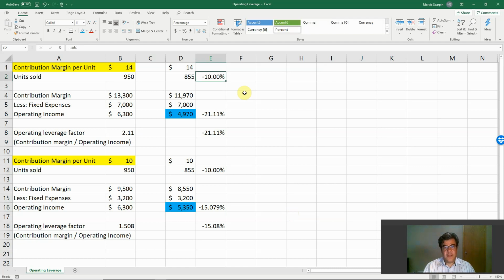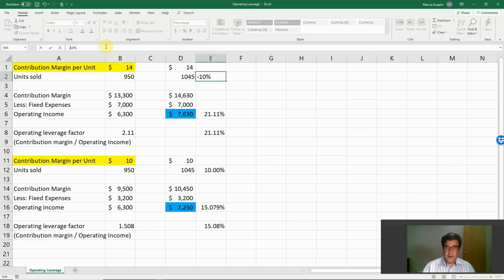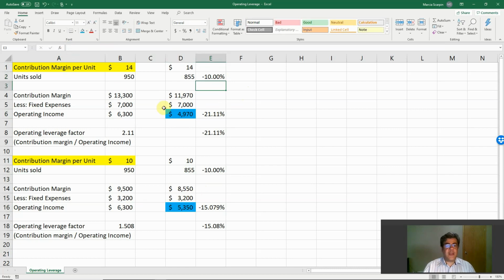So here, if our sales increase, our operating income will increase more in company number 1. If our sales decrease, the operating income will decrease more in company number 1. So company number 1 has a greater risk than company number 2. If you are a conservative investor, company number 2 is better for you. If you are an aggressive investor, company number 1 will be better for you.